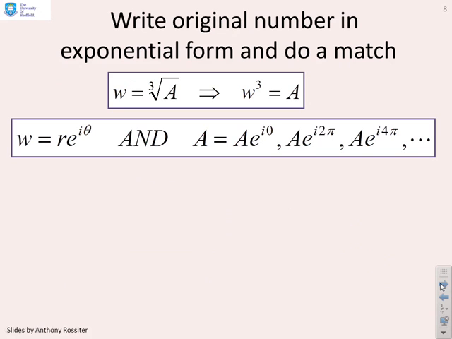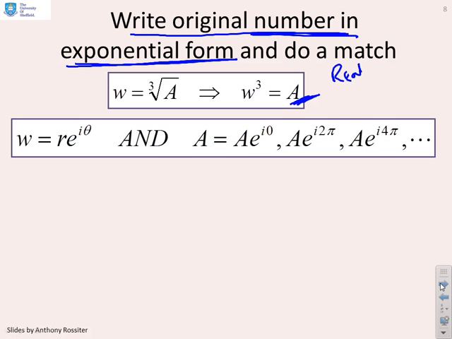Now the next thing to do is write the original number also in exponential form, and then do a match. You'll notice my original number was a. Now I'm assuming for now that this is real. So therefore I'm going to write a equals a e to the i0, the phase is 0, or a e to the i 2 pi, because 2 pi essentially puts you back on the real axis, or a e to the i 4 pi, because again 4 pi puts you back on the real axis. So the first thing, write the original number in exponential form, which is what I've done here.